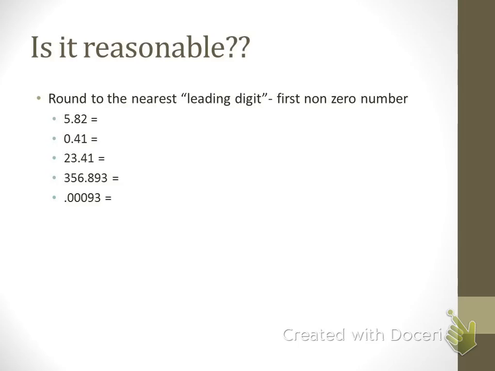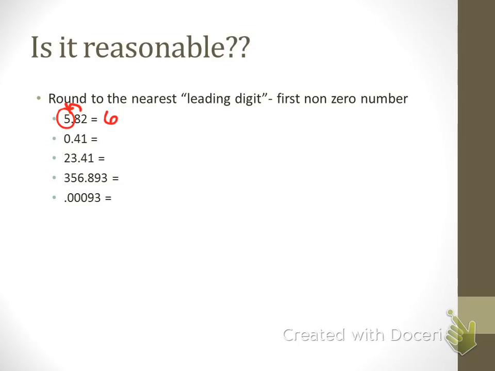Now, on the first one with 5.82, what is my leading digit, guys? What is it? It's 5, right? And if I'm rounding to the leading digit, what would my answer be? 6. It would be 6. Very good. All right, so my leading digit is 5, 8 rounds it up to a 6, and that is my answer.